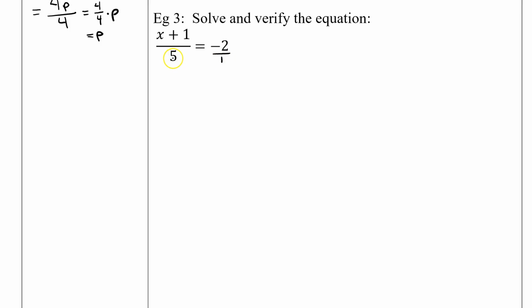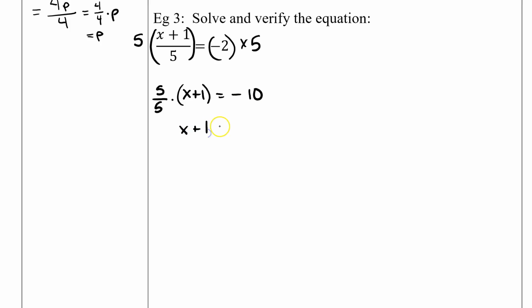The common denominator between 5 and 1 is just going to be 5. So first things first, we need to multiply through by the lowest common denominator. So I multiply this whole thing by 5, and I multiply this side by 5. What I get here, folks, is 5 over 5 times x plus 1 in brackets. 5 over 5 is just 1, so we're okay with that. Negative 10. So what I'm left with is x plus 1 equals negative 10.